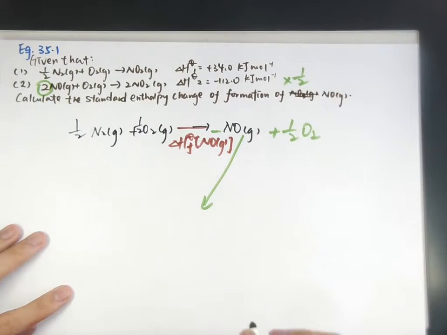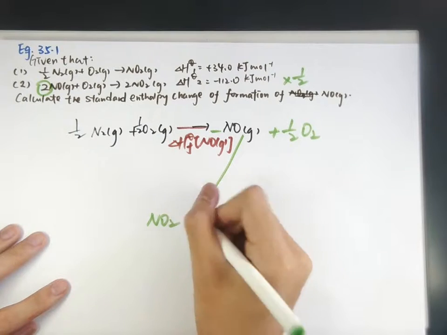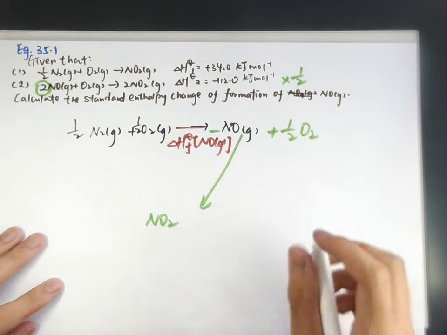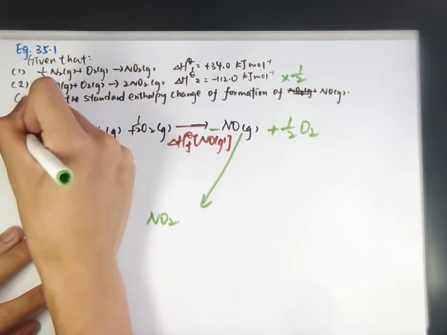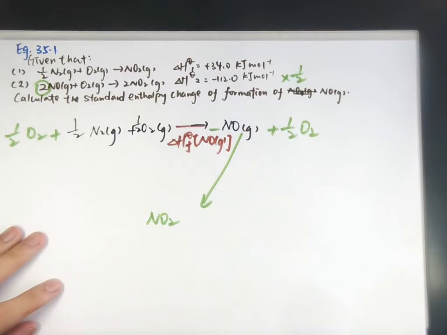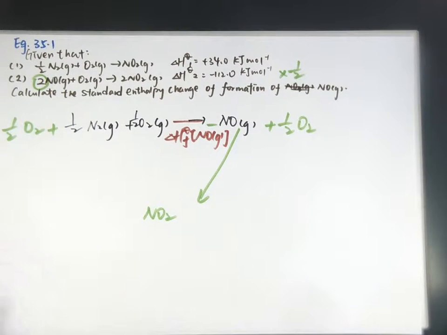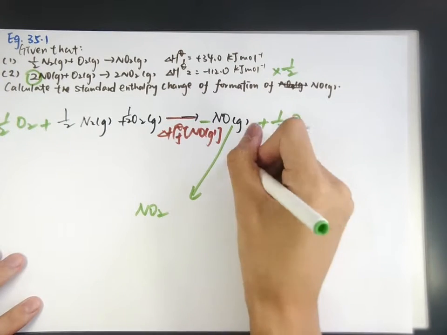This will be 1 NO2, understand? So we plus 1/2 O2. Of course, when we add something on the right-hand side, we also need to add something on the left-hand side, right? This is what the mathematics teacher teaches you, that when we add something on the right, we also need to add something on the left. So this will be 1/2 delta H2.